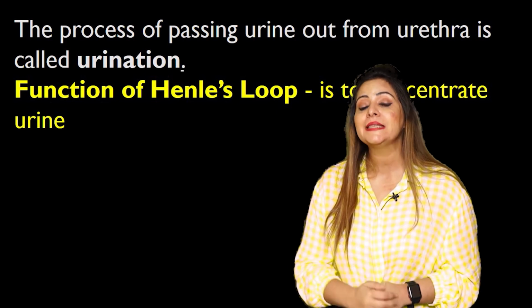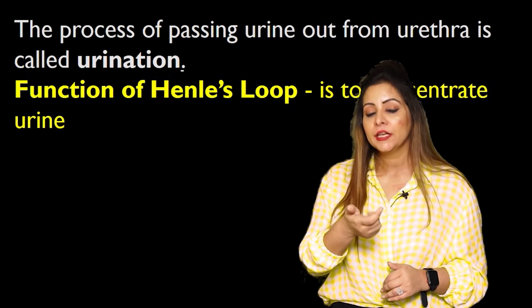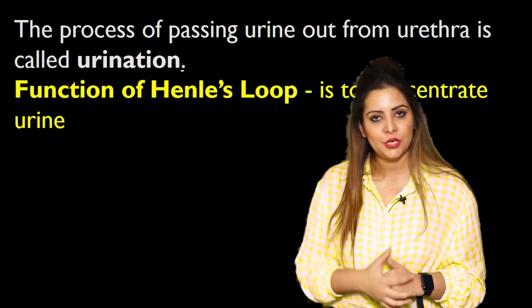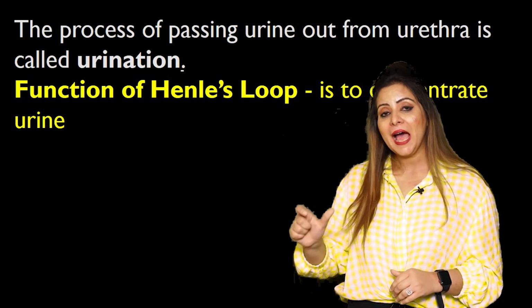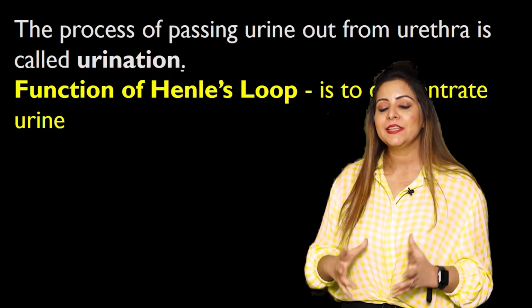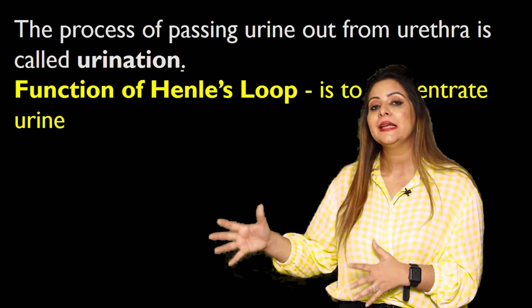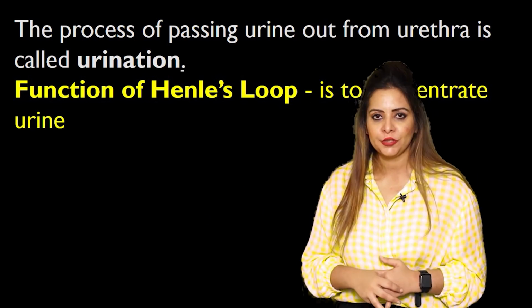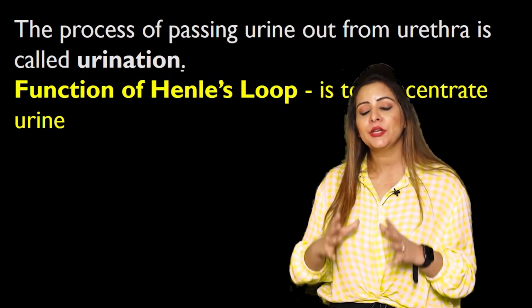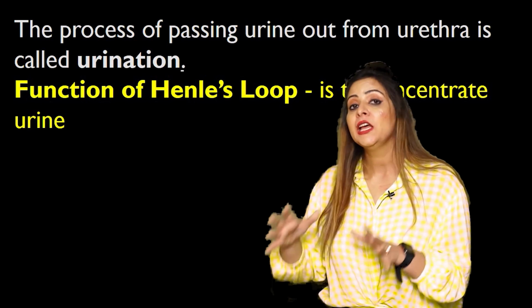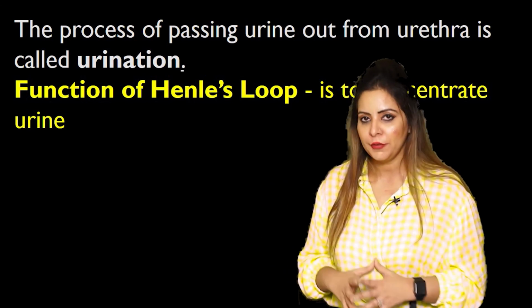Now I have a specific term for you that is called micturition, right? So what do you mean by micturition? The act of passing urine is termed as micturition, or you can say the process of passing urine is called micturition. So I think you got it. So this is all about the excretory system of man and also the urine formation.